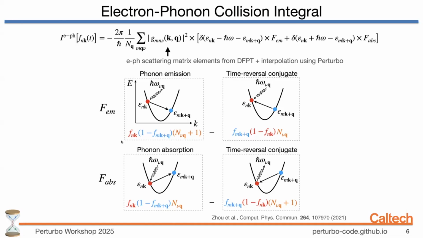And we see that here the emission term incorporates both the electron population at different band index and momentum, as well as the phonon population. But here, only the electron populations are updated and time dependent. So this F emission and F absorption are both time dependent.